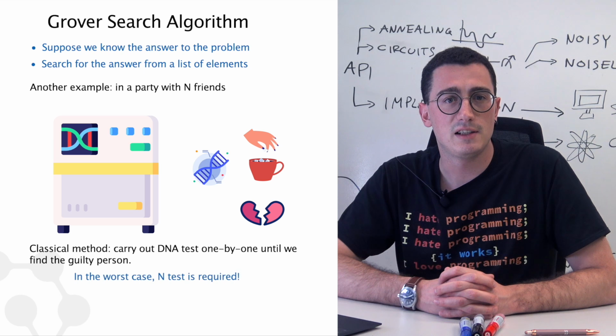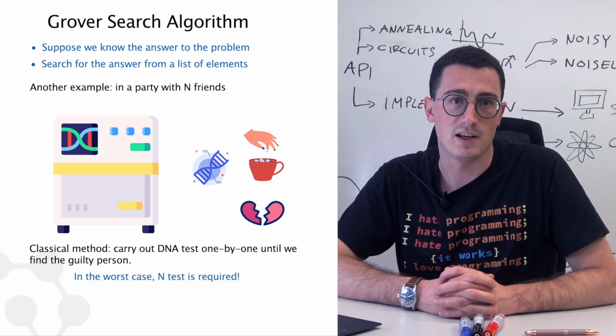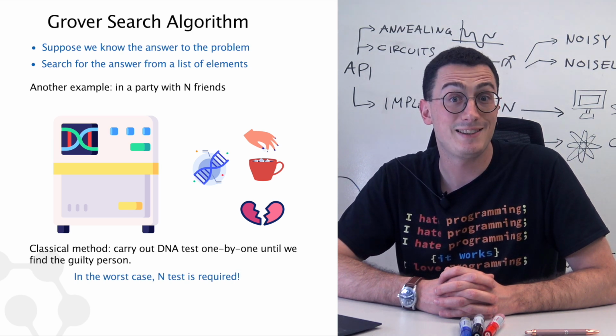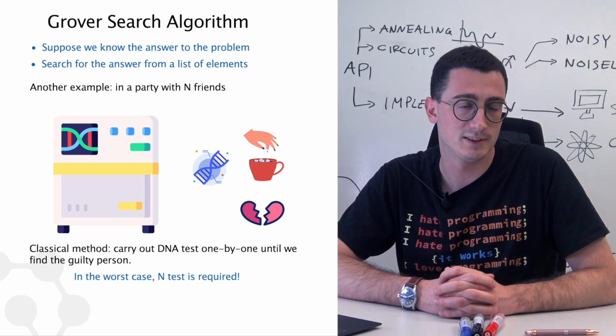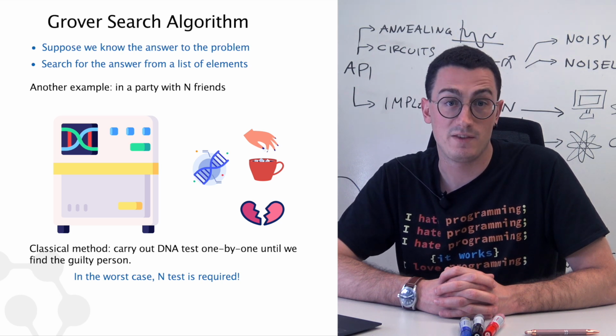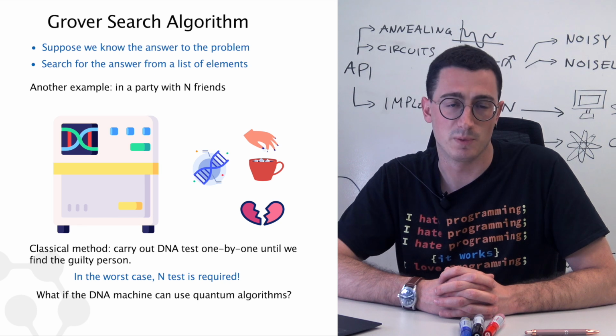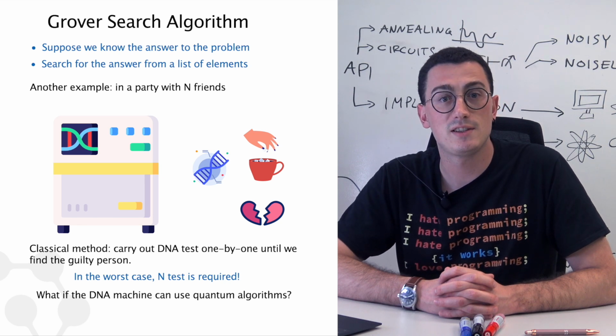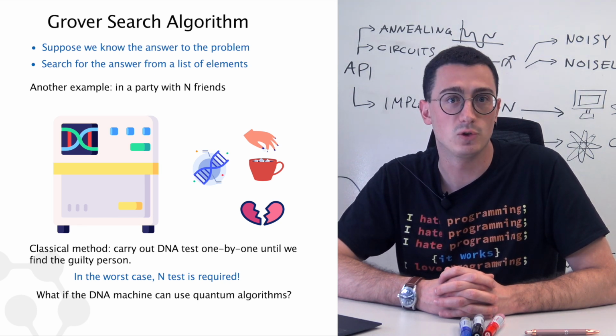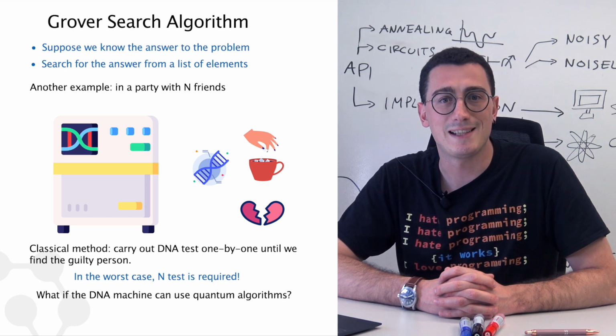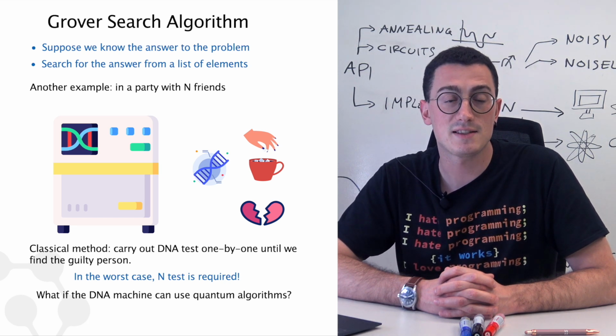Well, classically, this procedure in the worst case scenario will require a number of DNA tests equal to the number of friends. But you are even luckier, because you know quantum computing. As you will see, using the DNA machine as a quantum oracle, we are going to detect the guilty friend with fewer tests.